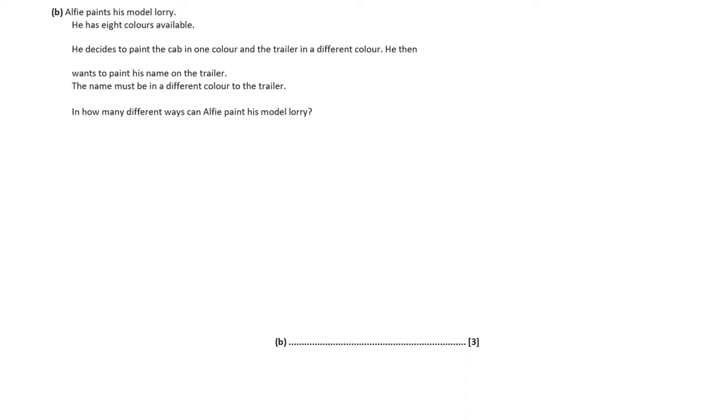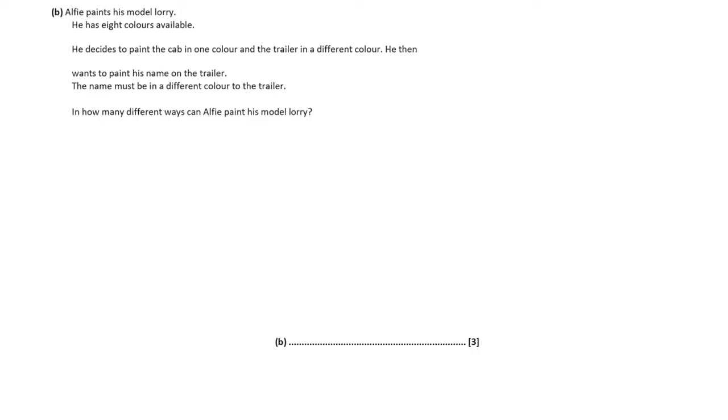Part B says Alfie paints his model lorry. He has 8 colors available. He decides to paint the cab in one color and the trailer in a different color. He then wants to paint his name on the trailer. The name must be in a different color to the trailer. In how many different ways can Alfie paint his model lorry?